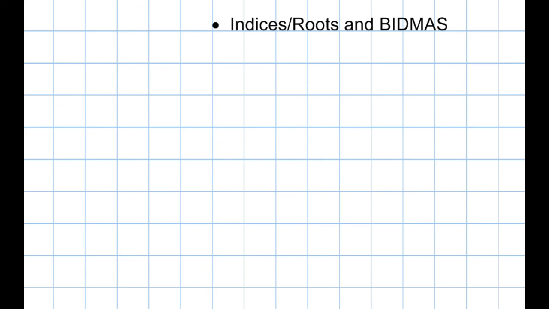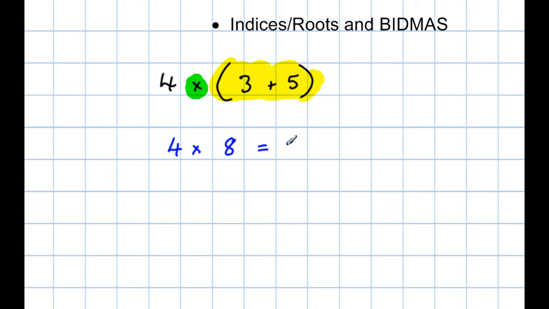Let's go through that again. Let's say we had 4 times (3 plus 5). Now normally we would do this multiplication first, but brackets come before everything. So we work out the brackets first, so it would be 4 times 8 equal to 32. So BIDMAS tells us the order in which we do things.